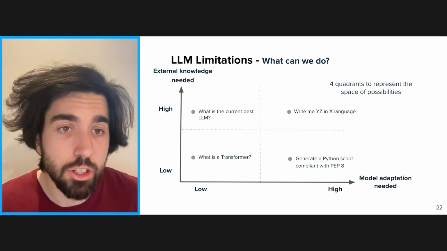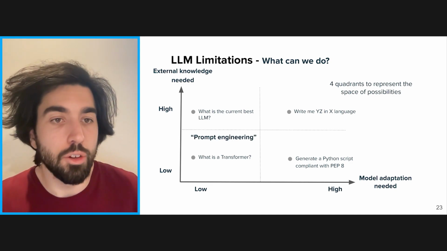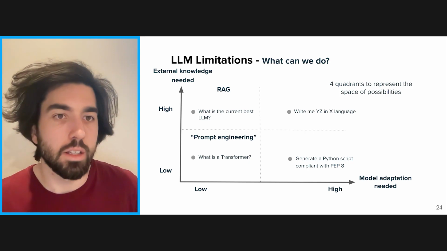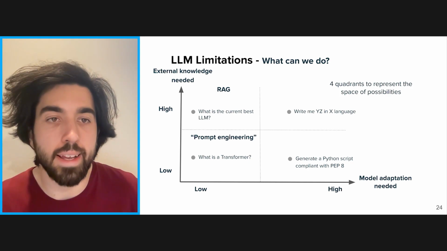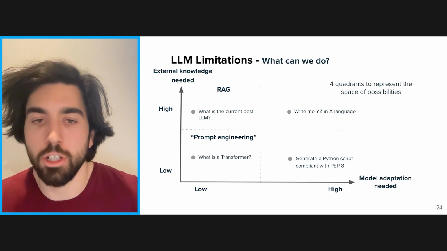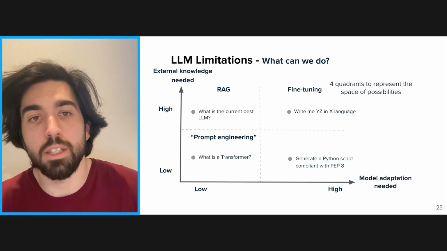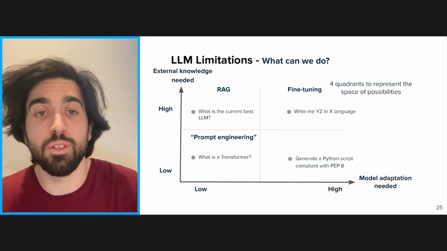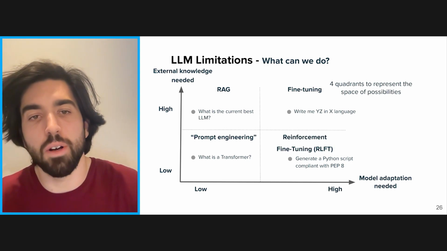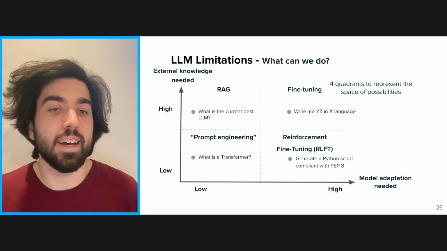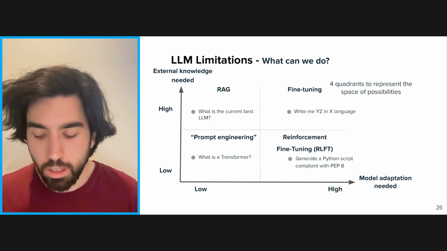And what are each of these quadrants called? The first one, the basic one, is prompt engineering. The second one is our RAG quadrant, so giving more information, Retrieval-Augmented Generation. The third one is fine-tuning, the thing that most people want to start with. And the last quadrant is reinforcement fine-tuning, that we will all dive into in the course.